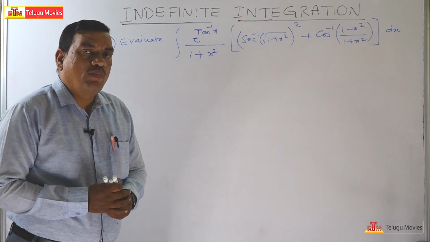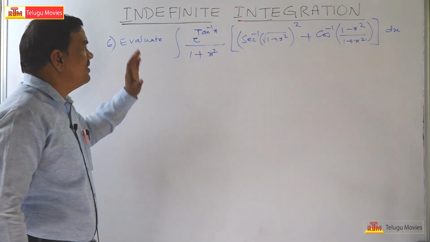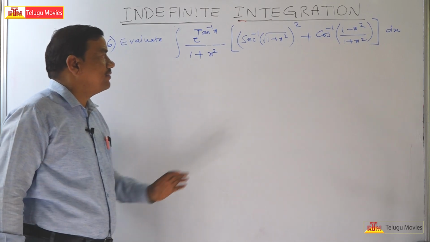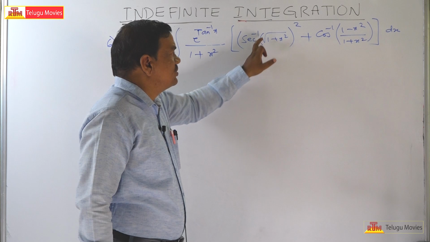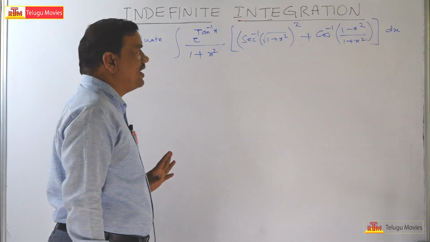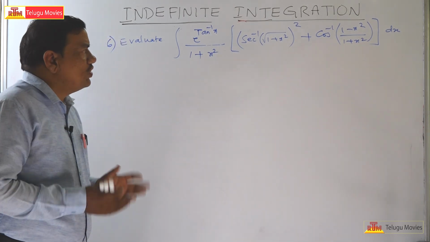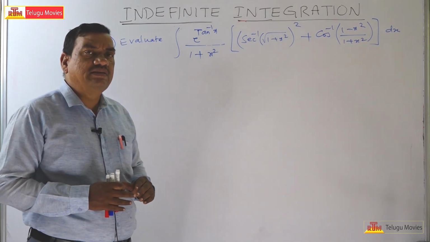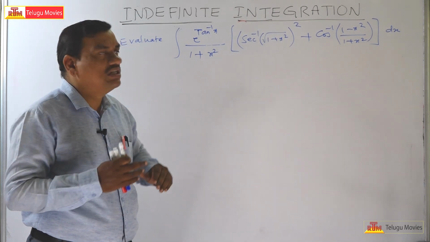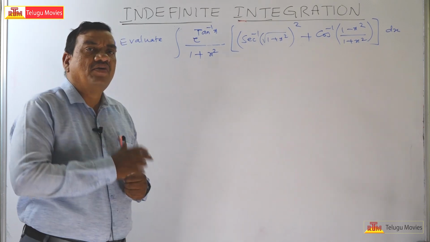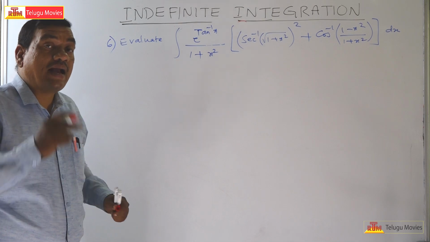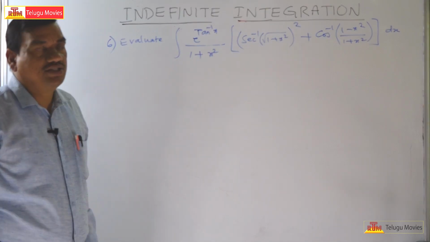Welcome back to this problem. See here, this problem is integral of e power tan inverse of x by 1 plus x square times secant inverse of root of 1 plus x square whole square plus cos inverse of 1 minus x square by 1 plus x square dx. If anybody first sees this problem, everybody will get afraid. What is this inverse? What is that cos inverse, secant inverse, e power tan x? Very easy problem this is, but you should have command over the subject knowledge.